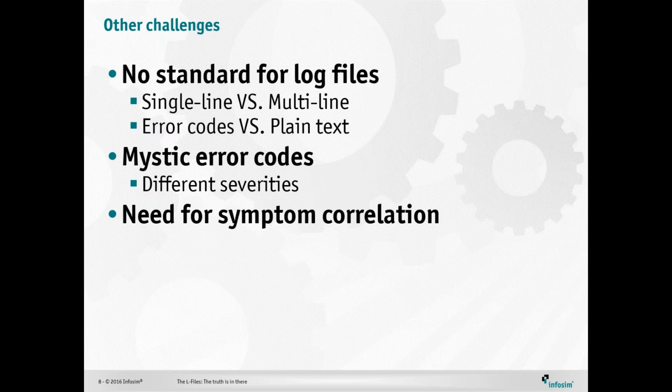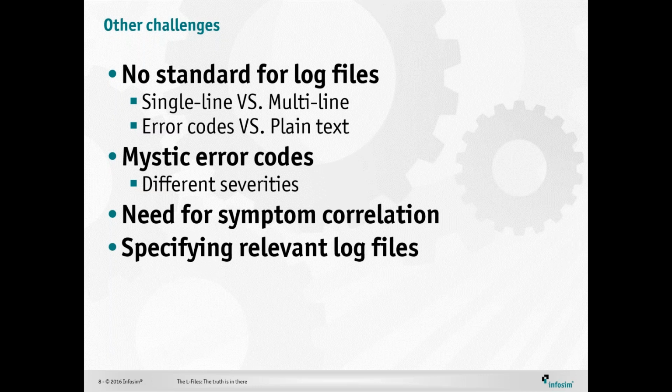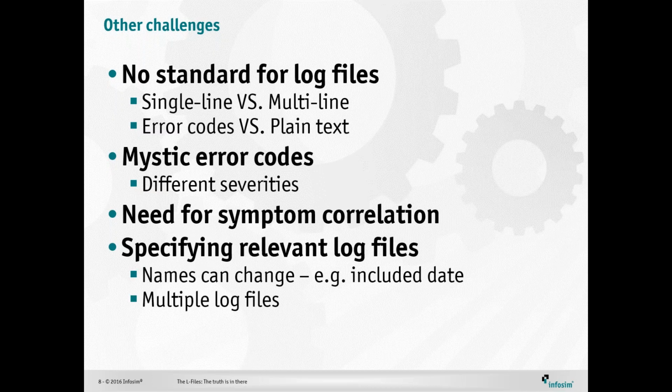Sometimes there's also the need for symptom correlation, because there's not always a keyword or similar. Sometimes different things have to occur to become relevant. This is the case, for example, when you have database delays followed by transaction rollbacks. And furthermore, in some cases, it's not even an easy task to specify relevant log files, because the names can change if, for example, the current date is encoded in the file name, or you might have multiple log files scattered in different folders.